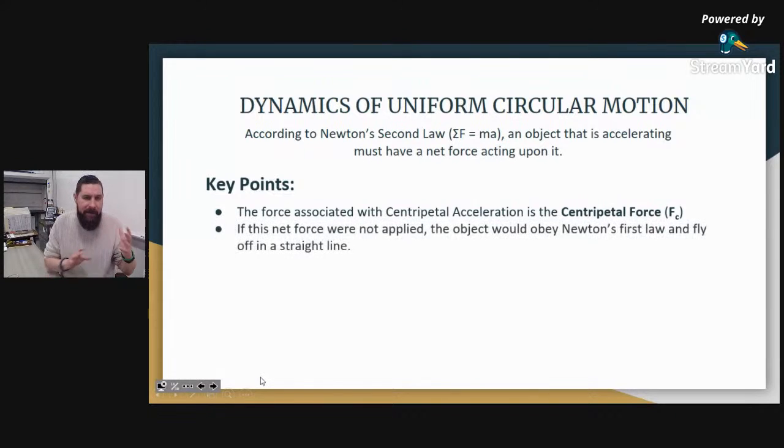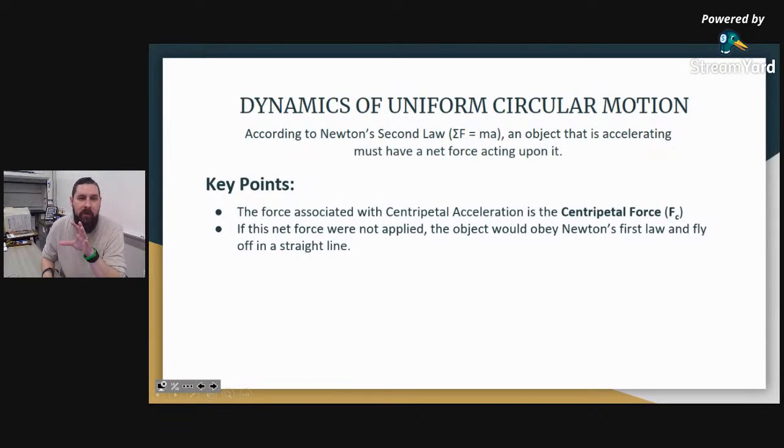So here's the idea. If I didn't have that net force being applied to something in circular motion, then I would apply an initial force, and we would actually see that object just fly off in a straight line, because it's going to obey Newton's first law. So we know there's got to be some center-seeking or centripetal force.